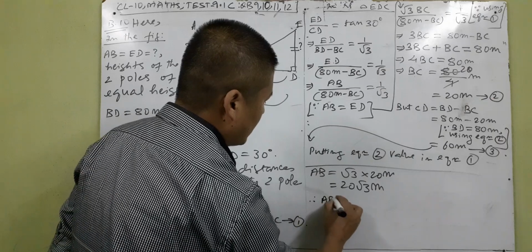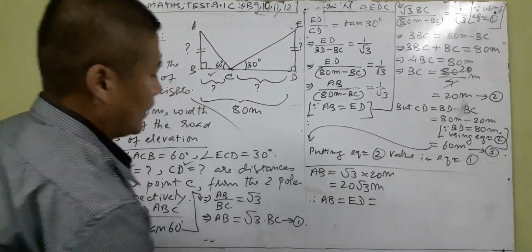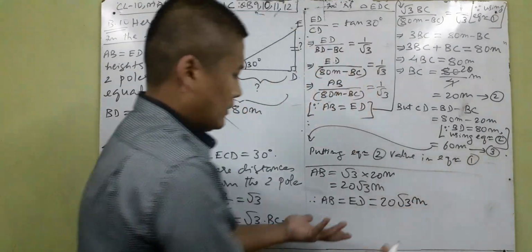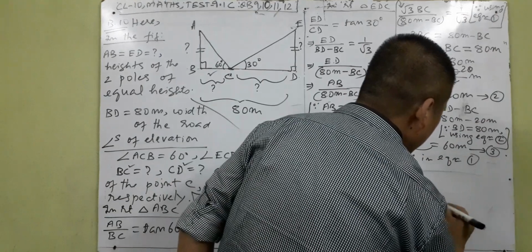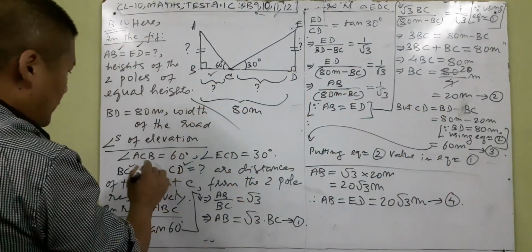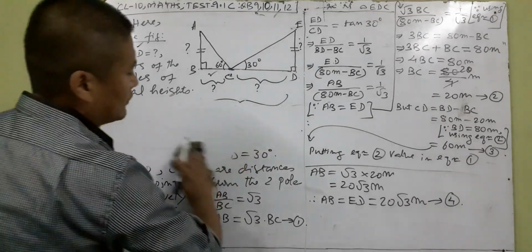Therefore, AB and the height of the two poles ED from the beginning, you can see here, are equal, so you can just write there 20 root 3 meter. So that is your answer for equation number 4. So all done, 2, 3, 4. So it's just a matter of writing our final answers. So you can do that.